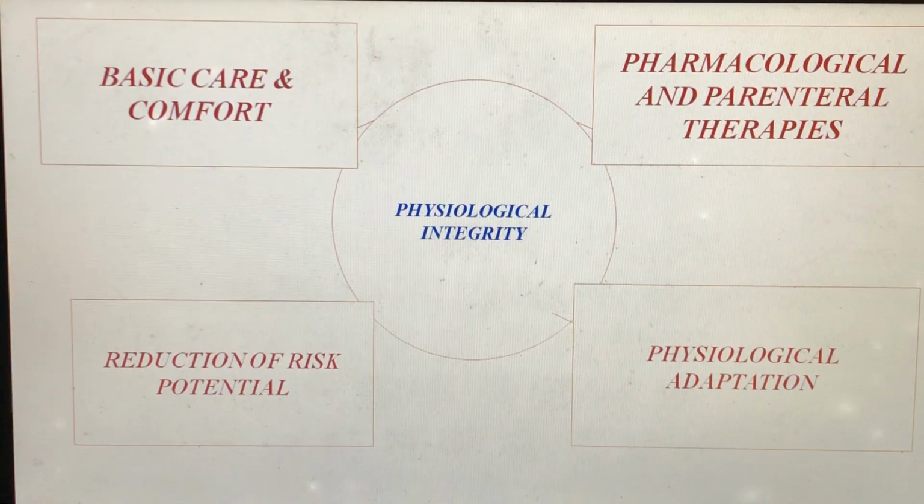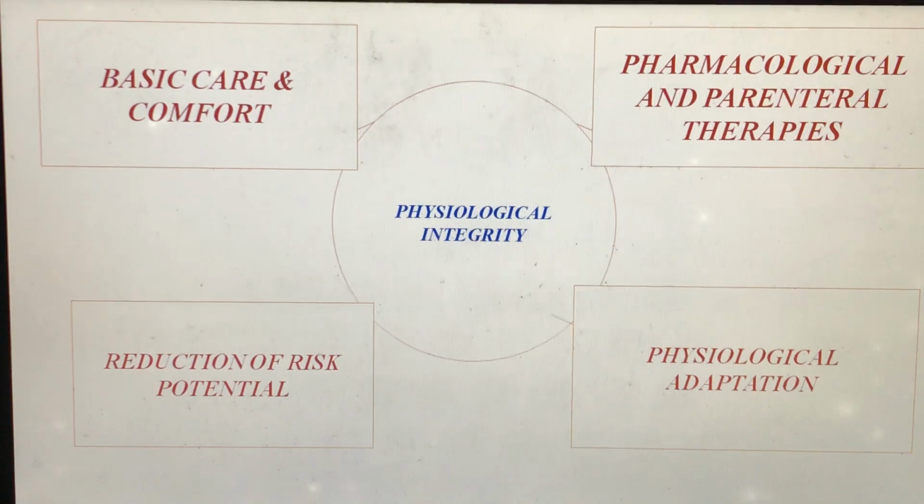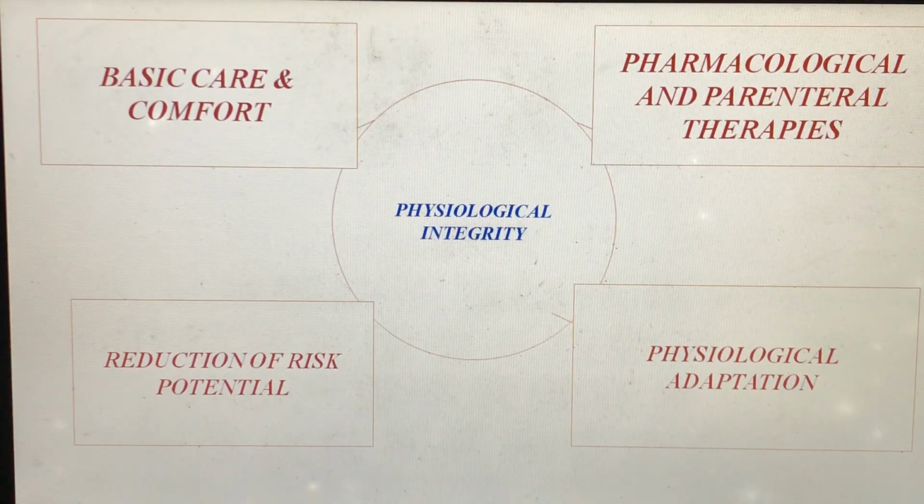Then the next subcategory is physiological adaptation, how a client is adapting to physiological situations in terms of their illness and their medical problem. Then reduction of risk potential. So for physiological integrity, we can expect around 50% of questions, divided into 4 subcategories. The first is basic care and comfort, the second is pharmacological and parenteral therapies, the third is physiological adaptation, and the fourth is reduction of risk potential.